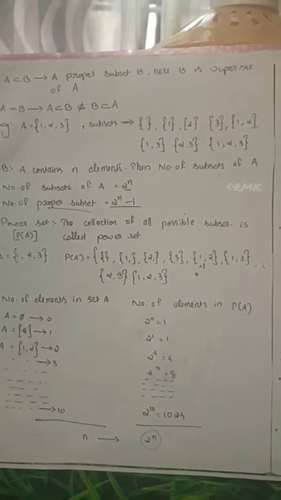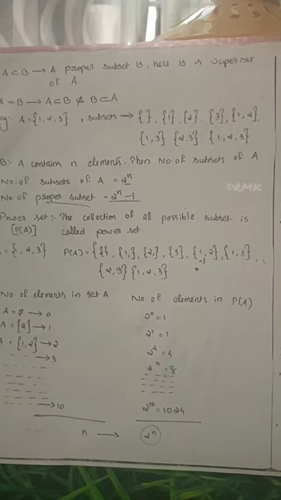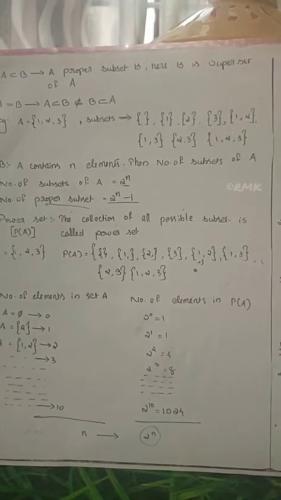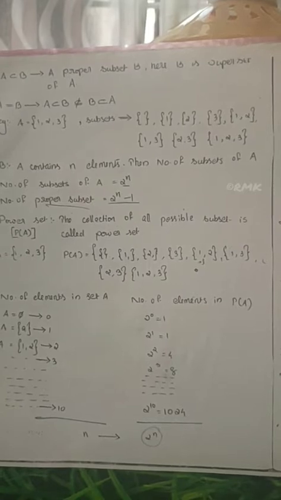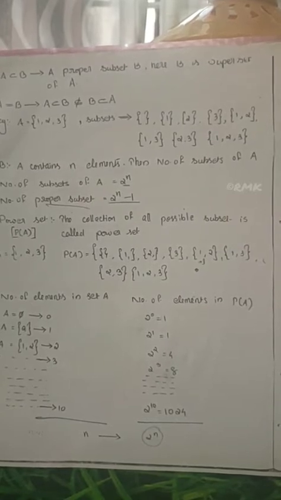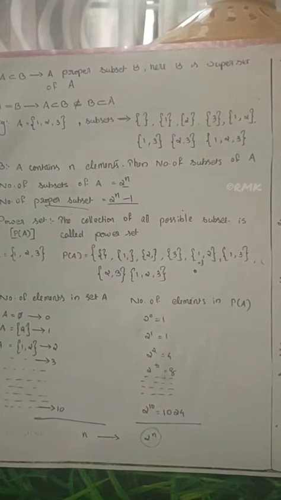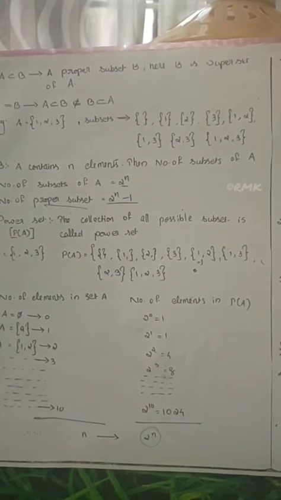A is equal to the set {1, 2, 3}. Subsets are the null set, {1}, {2}, {3}, {1, 2}, {1, 3}, {2, 3}, {1, 2, 3}. If A contains n elements, then the number of subsets of A is 2 raised to n. A very important result: the number of proper subsets is equal to 2 raised to n minus 1.